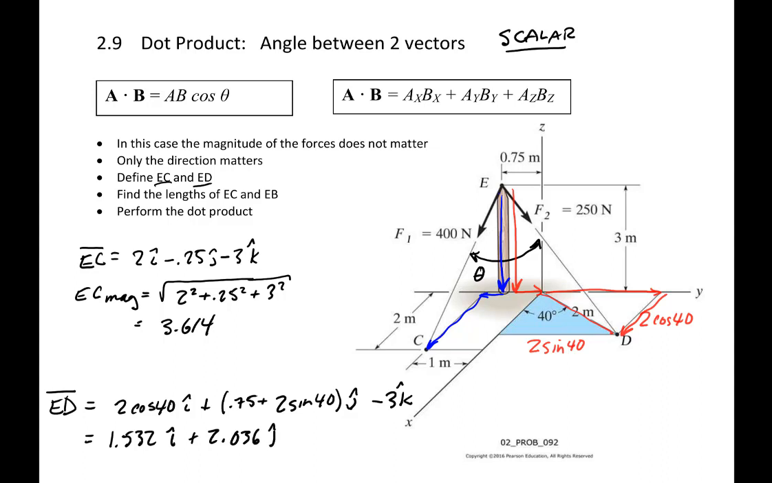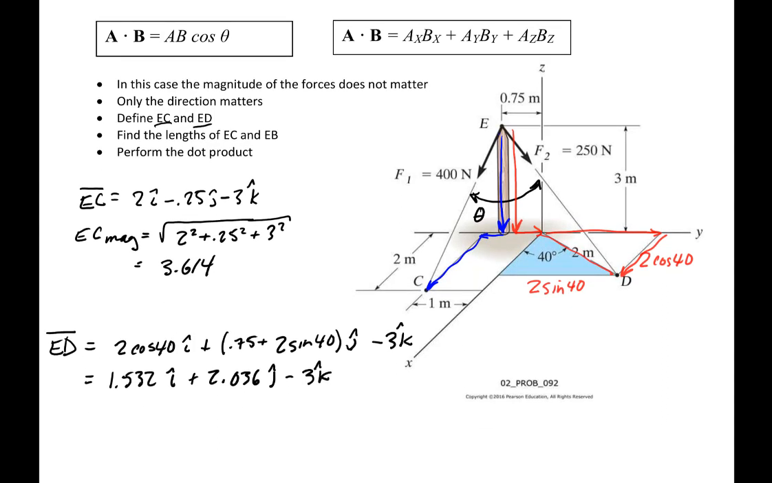.036j minus 3k. Alright, what's our magnitude? ED mag is also going to be the square root of the sum of the squares. So I'm just going to give you the answer, 3.936.